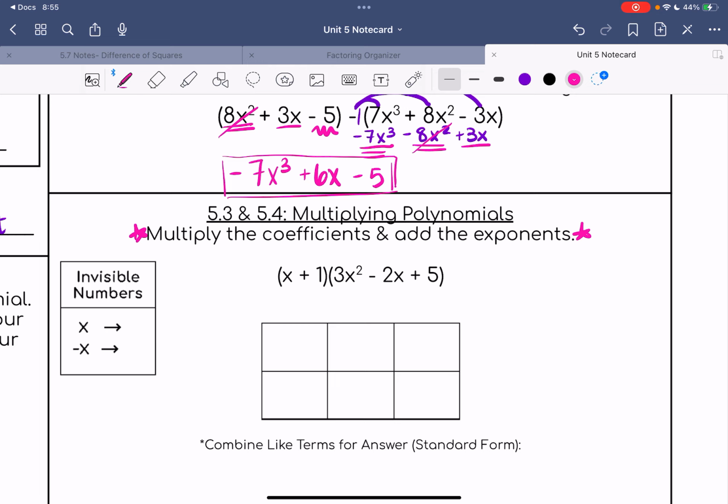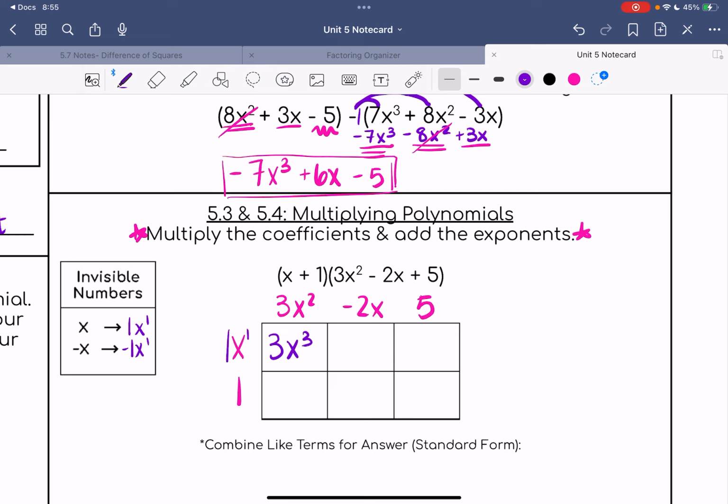So we are going to take this binomial, this x plus 1, multiply it by a trinomial, 3x squared minus 2x and 5. Let's go multiply those out. 3x squared times x is going to give me 3x to the third. Add in my imaginary 1 there. Oh, I forgot this little box over here, my invisible numbers. X by itself is 1x to the first. Negative x by itself is negative 1x to the first.